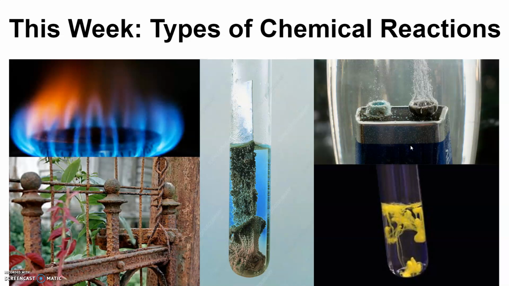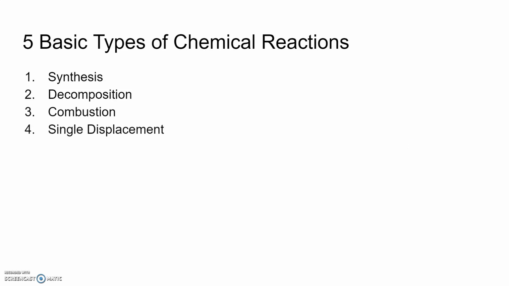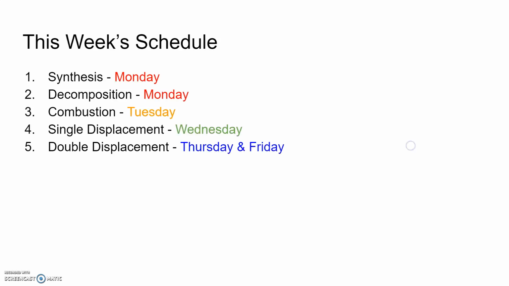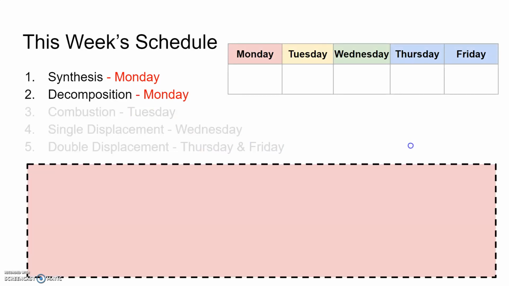This week we're going to learn about the types of chemical reactions. And there are 5 basic types of chemical reactions: synthesis, decomposition, combustion, single displacement, and double displacement. Now, that's a lot to cover all in one day, so we're going to split this out throughout the week. And if you want to pause, you can see the video to see our schedule. Today, Monday, we're focusing on synthesis and decomposition.